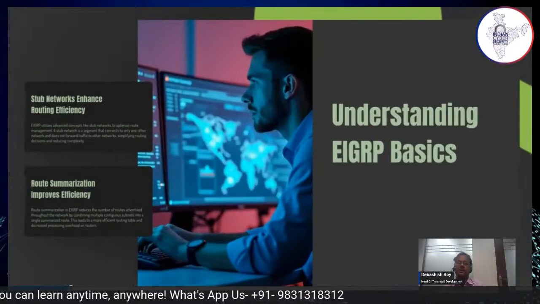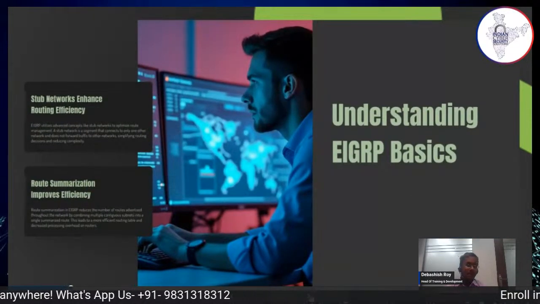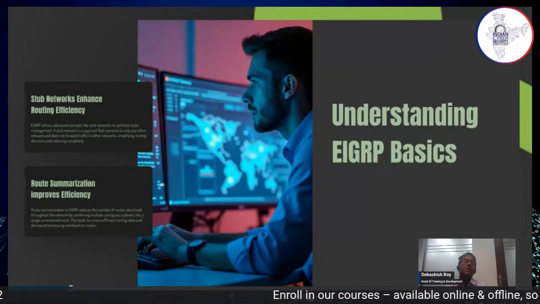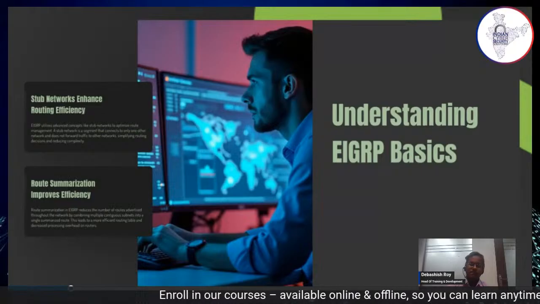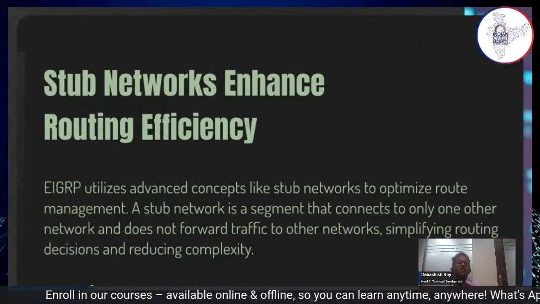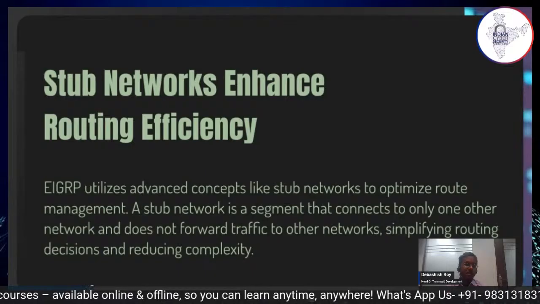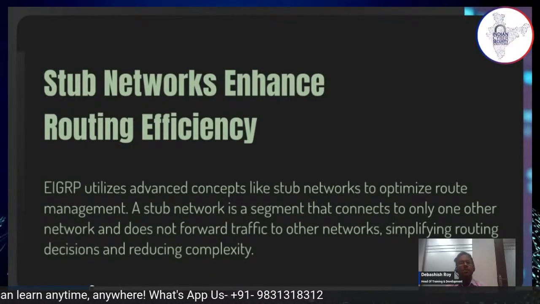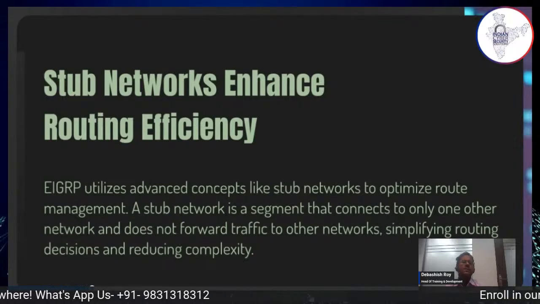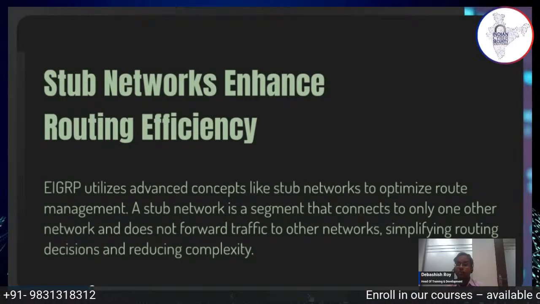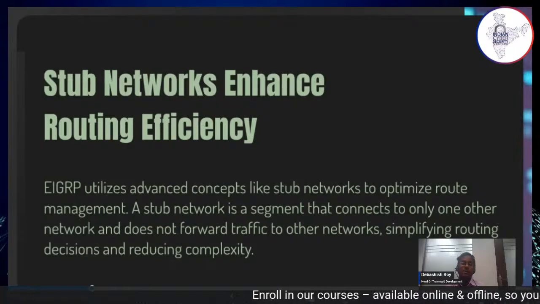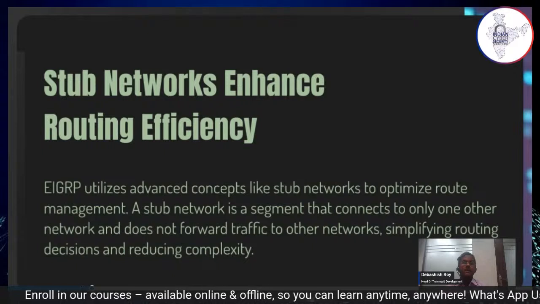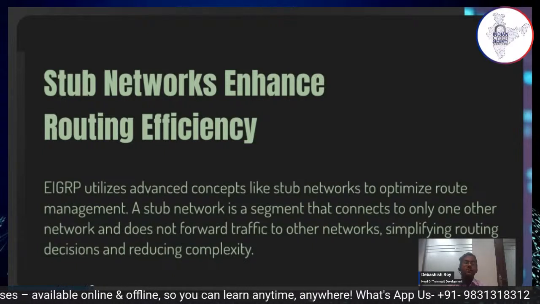Now you'll understand EIGRP basics, what EIGRP is, why it is used for stub networks, and why it is used for route summarization. Stub networks enhance routing efficiency. Stub means you are blocking some information or updates. EIGRP utilizes advanced concepts like stub networks to optimize route management, because every now and then, if you just advertise updates or messages, then definitely it will flood the network with too much traffic.